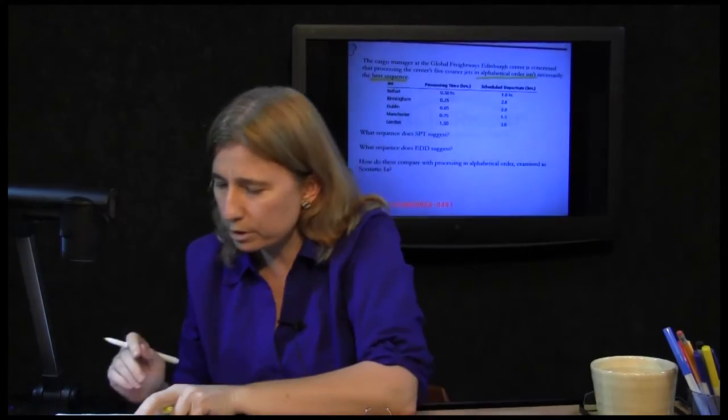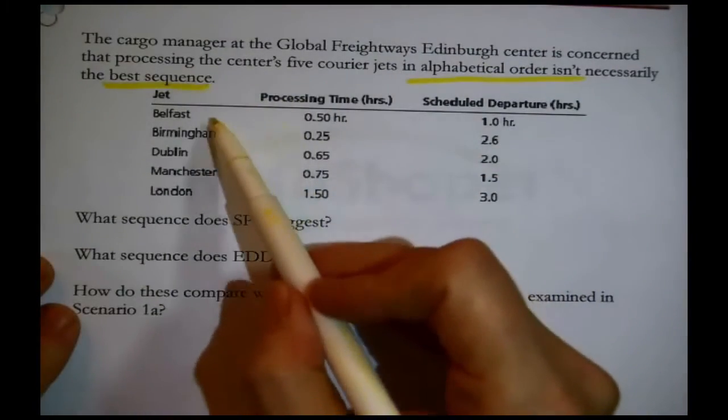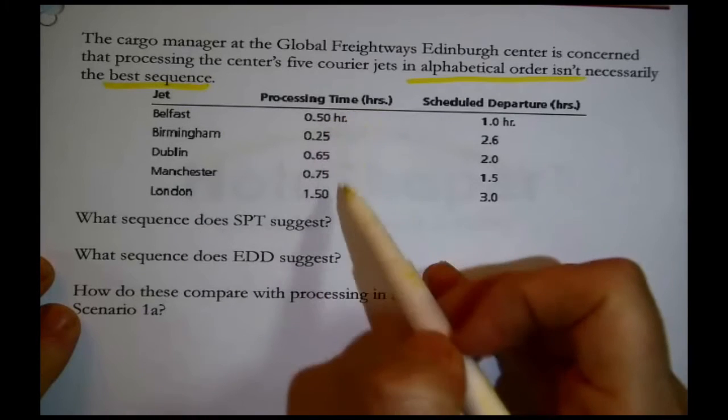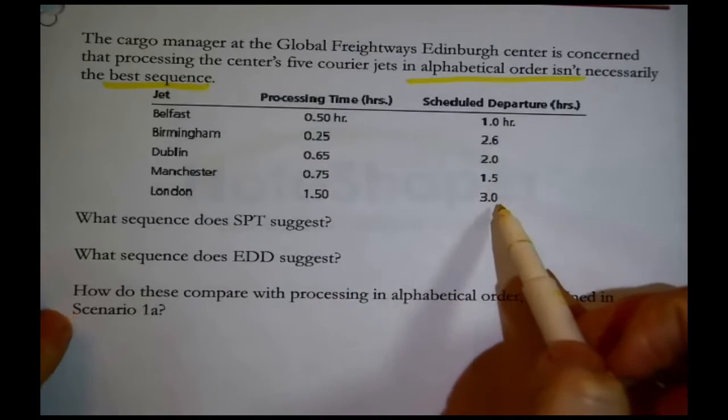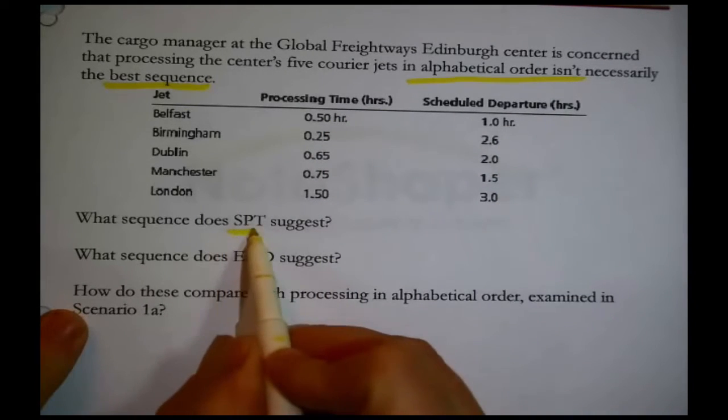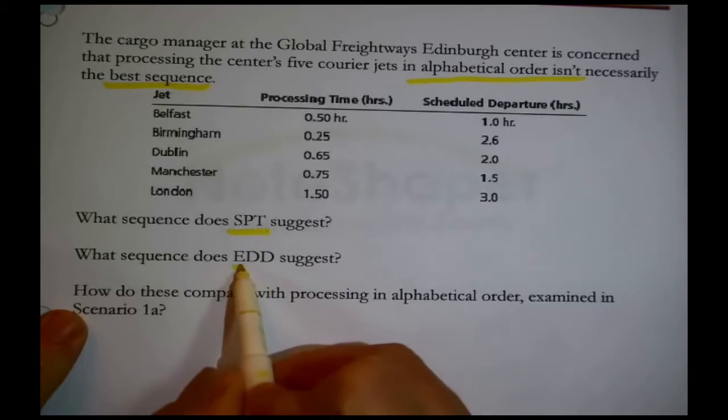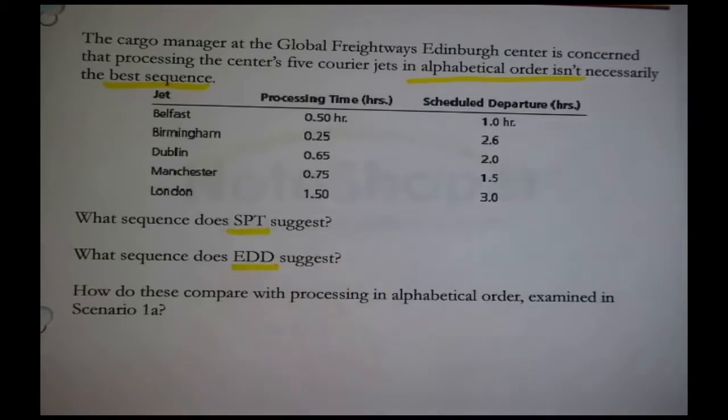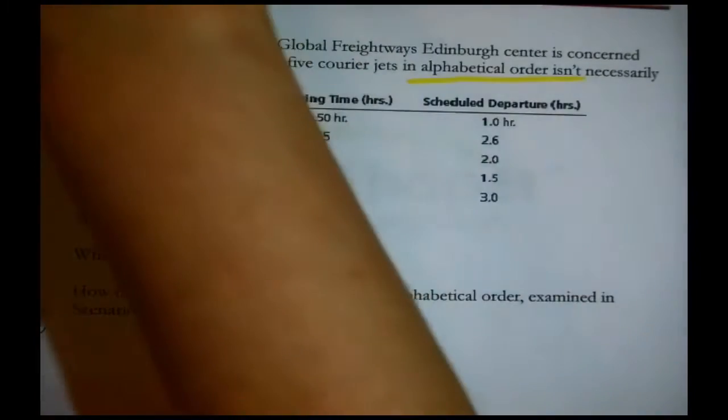We saw this in the scenario before where they can only process 1 jet at a time, so they just put them in alphabetical order. What else are they supposed to do? Well, let's see. Here's the same old data concerning those jets, how long it takes to process each one and when they're scheduled to leave. And here are some alternate suggestions to alphabetical order.